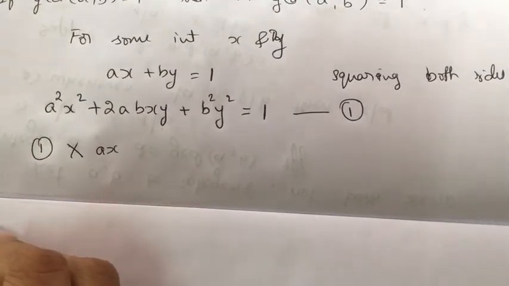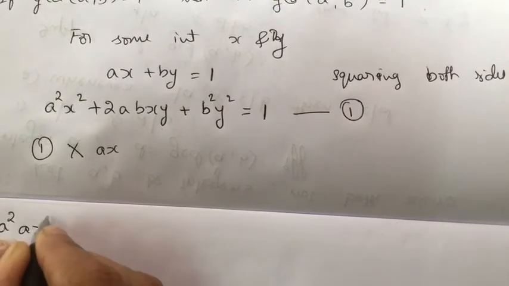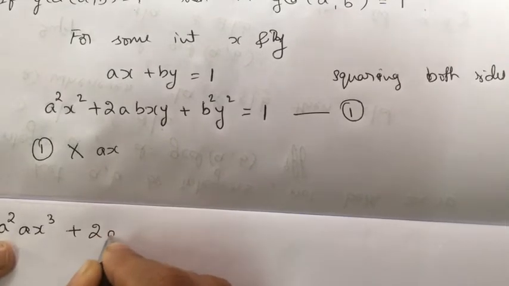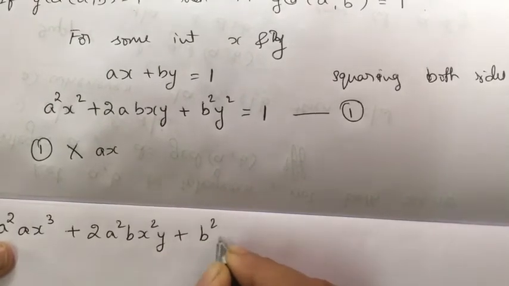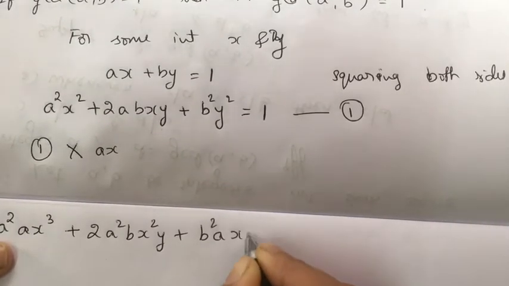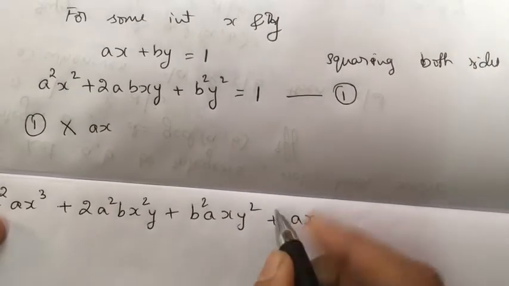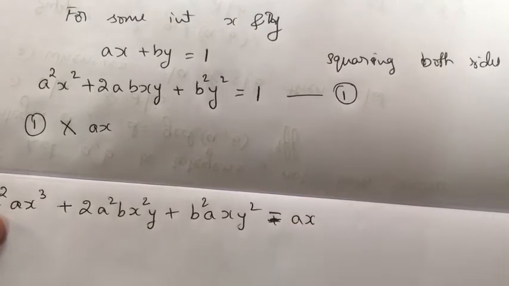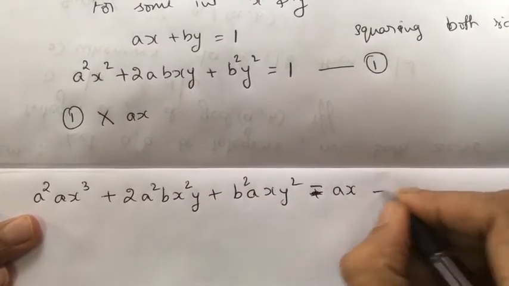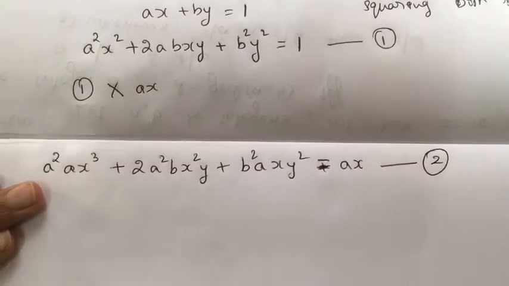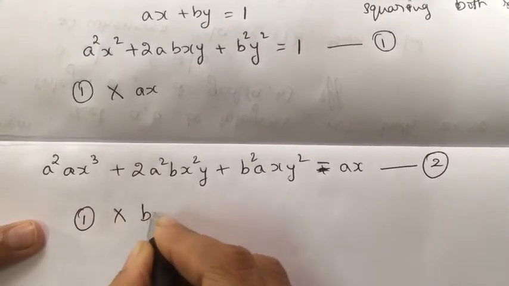I'm going to get the equation a square into ax cube plus 2a square bx square y plus b square axy square, equal to ax. Okay, sorry, this is equal to ax. After multiplying this equation by ax, I'm going to get this. I'll write this as equation 2. Now what I do is, for the same equation, I'm going to multiply by by.